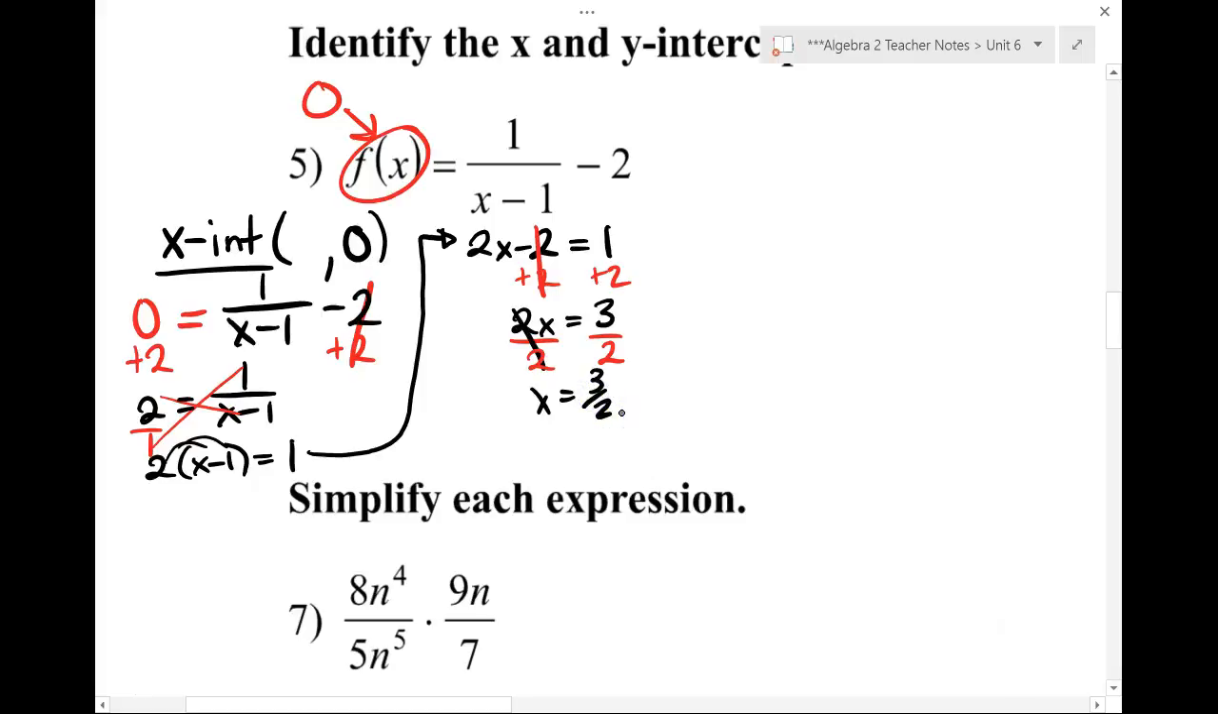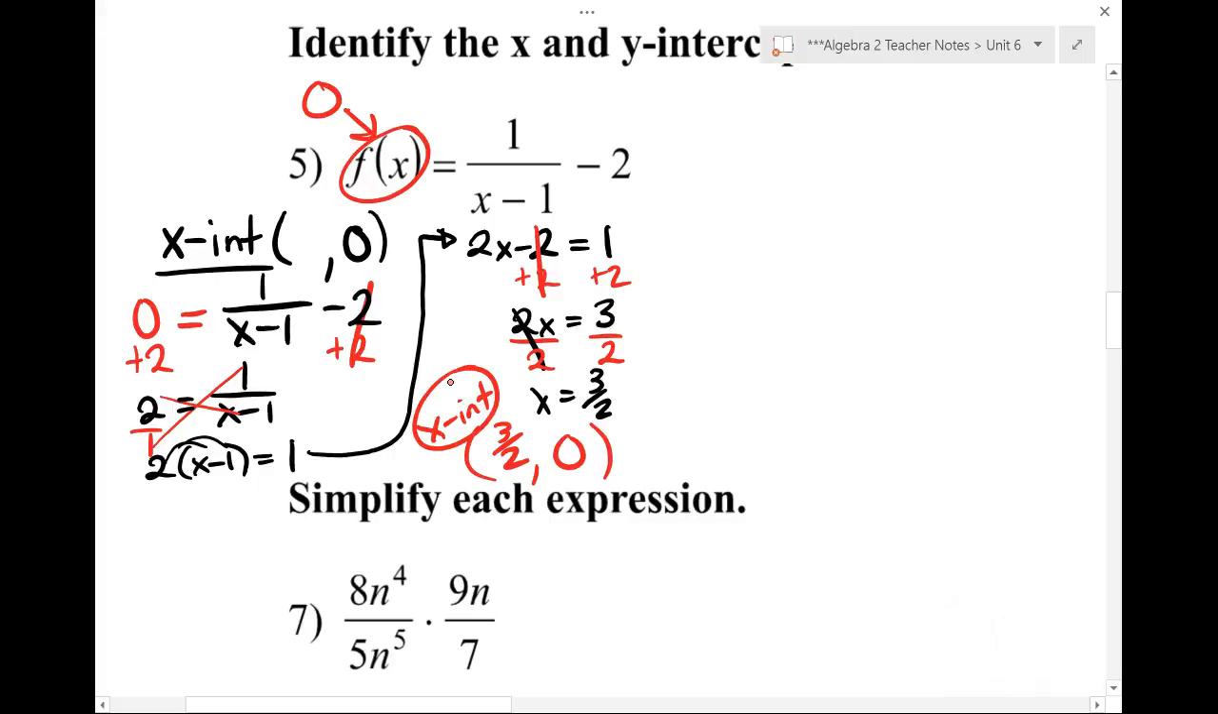Now, if you remember on the test, you were expected to write that as a point, not just x equals 3 over 2, but we have to write it as a point. Now remember, y is equal to 0 at the x-intercept. So y is 0, and then you'll write your x-intercept value you found, 3 over 2. And there's your x-intercept.